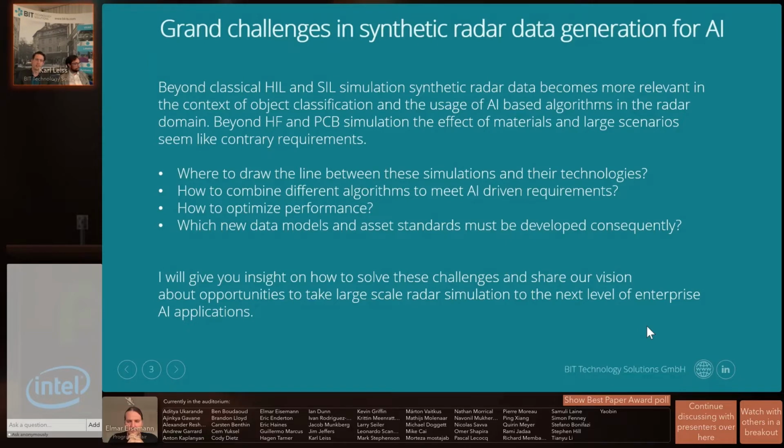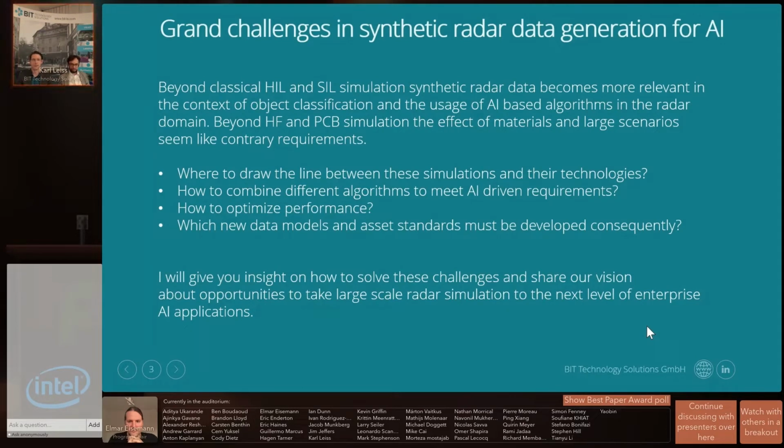Now we are here today to discuss where we draw the line between those simulations and their technologies, and how to combine algorithms to meet those AI requirements. And we heard in the talk before, performance is a big topic on our side as well. Running that on big compute clusters is typically an offline application, and requires real intelligence and also the joint forces in industry to solve those tasks.